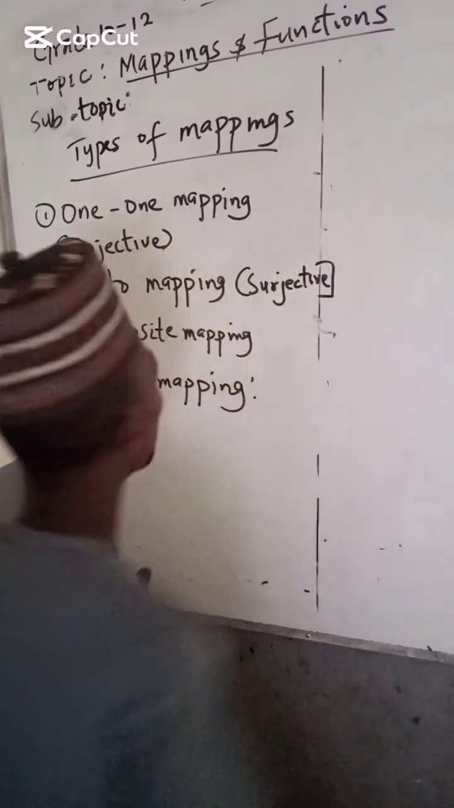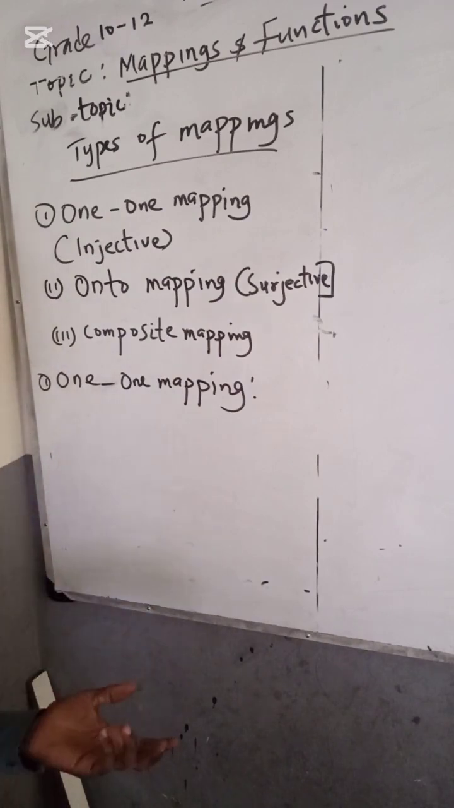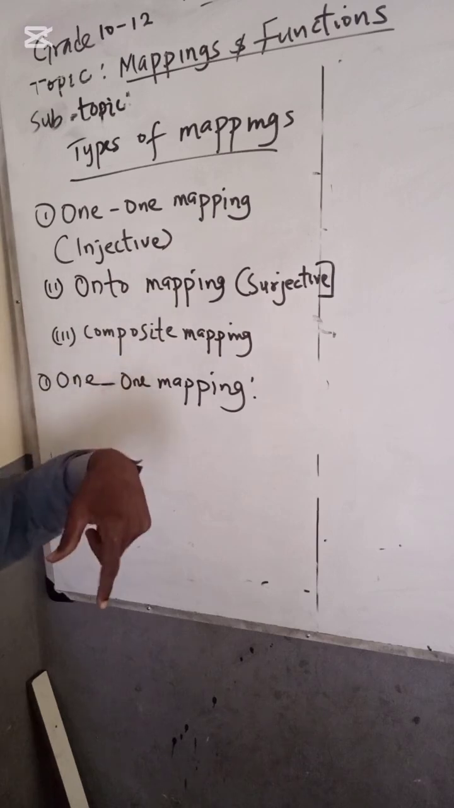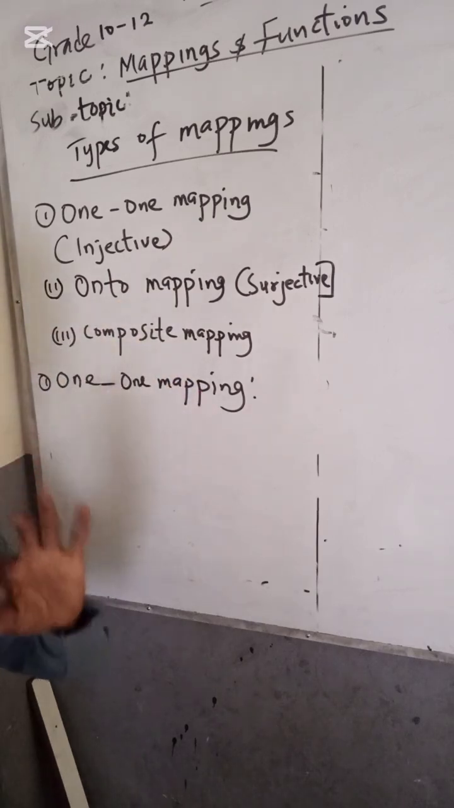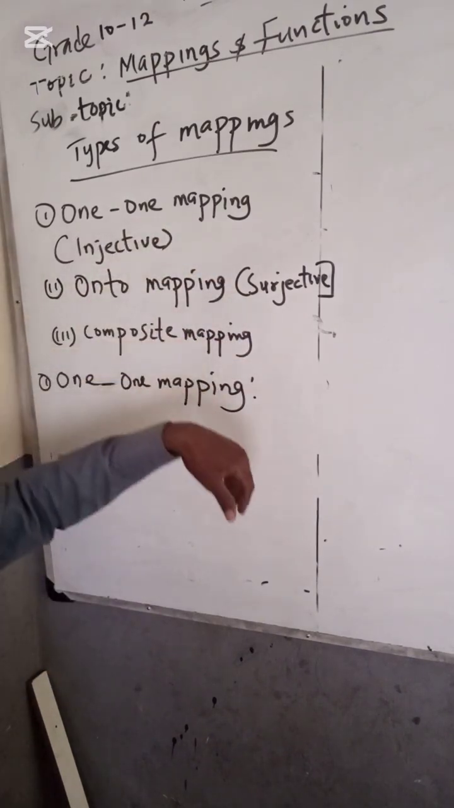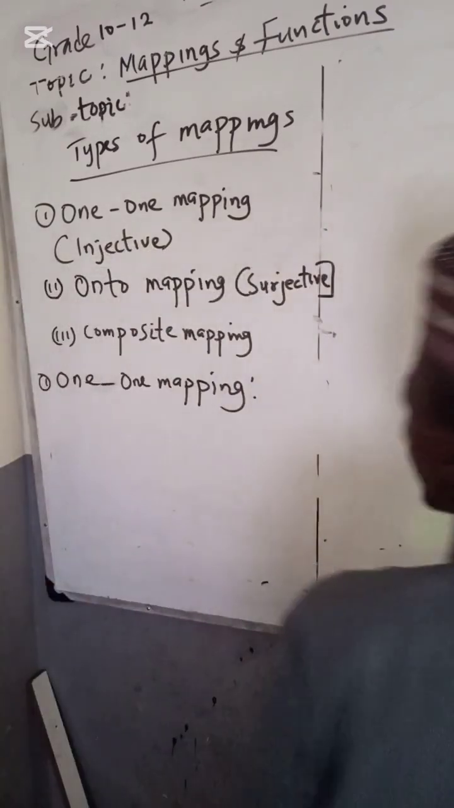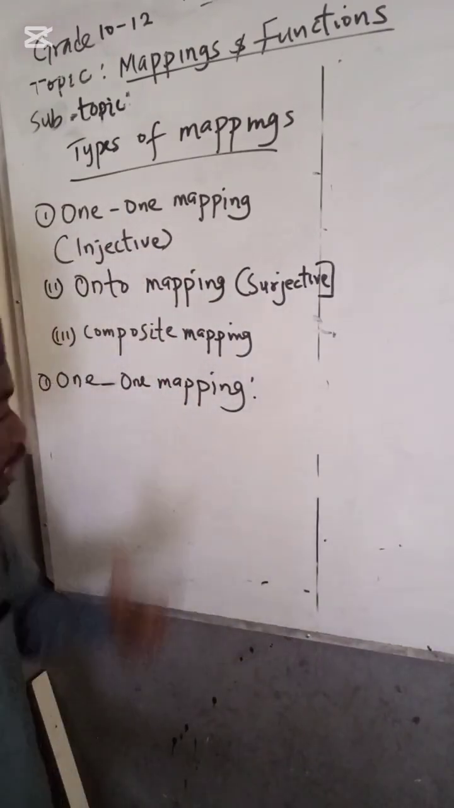Yes, we have several types of mappings, but the most common and important ones are what? One-to-one mapping, onto mapping, and composite mapping. One-to-one mapping is also called injective mapping. We also have onto mapping, which is also called surjective mapping. Then the composite mapping. Let's take it one after the other.